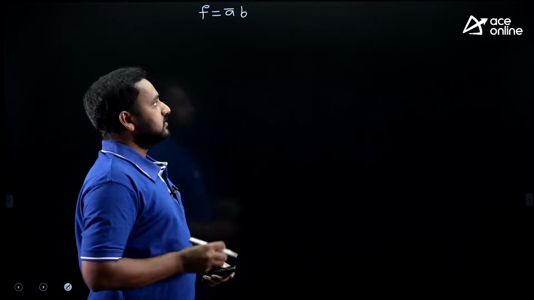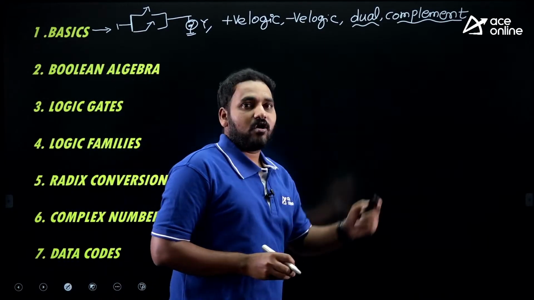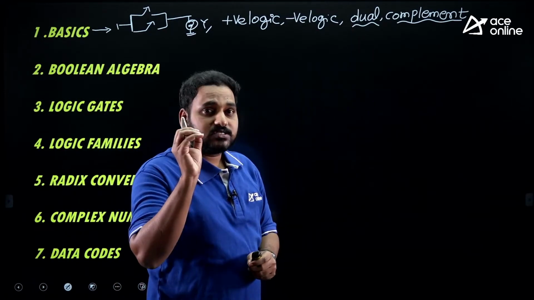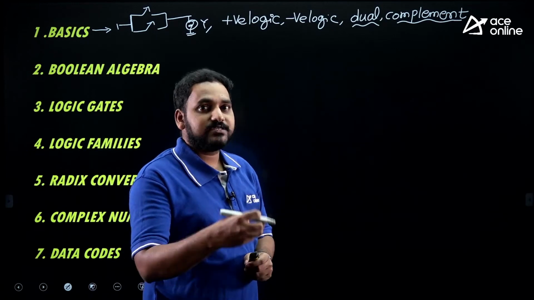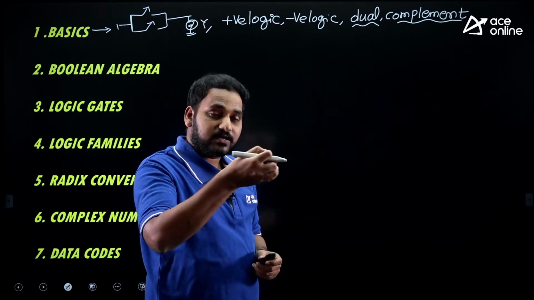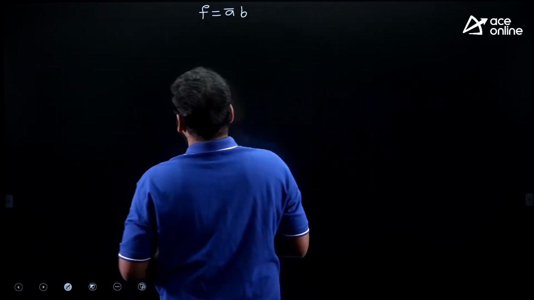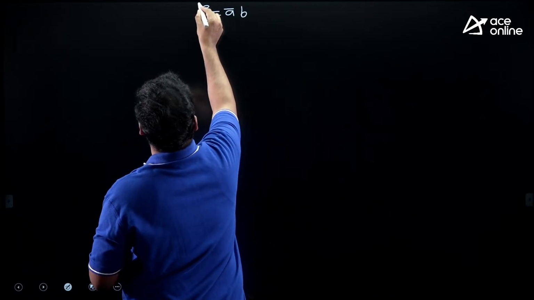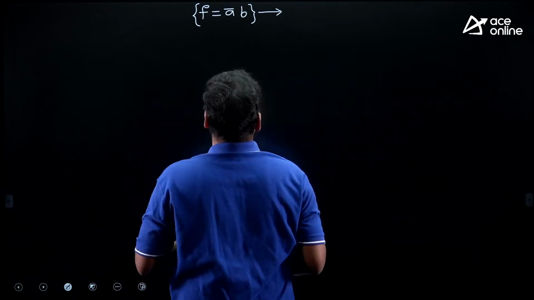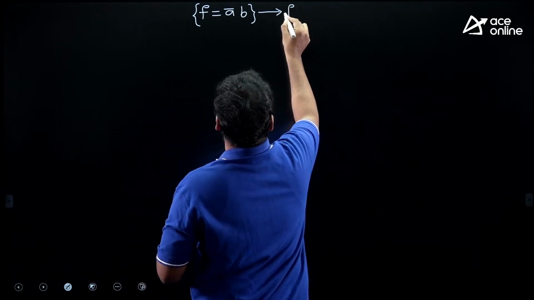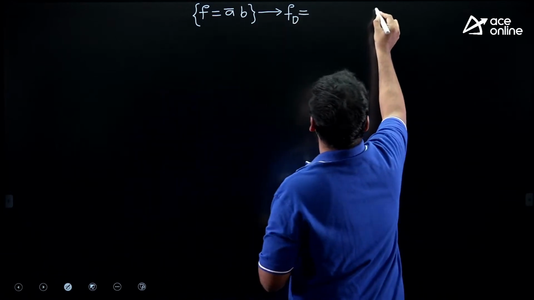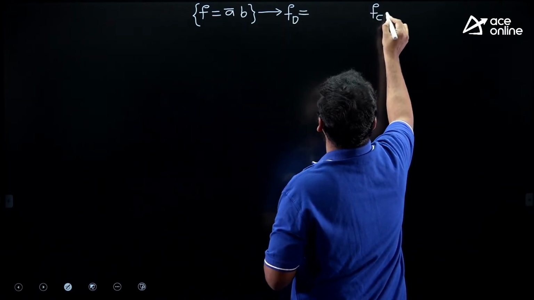And rule number 2, while writing the dual and complement: in duality, you should not change the literals; you should write them as they are. Whereas in complement, you should take the complement of that particular literal. My dear friends, I'm taking this as a function and I'm going to write its dual and complement. Let us assume fd represents the dual of this function and fc represents the complement of that function.